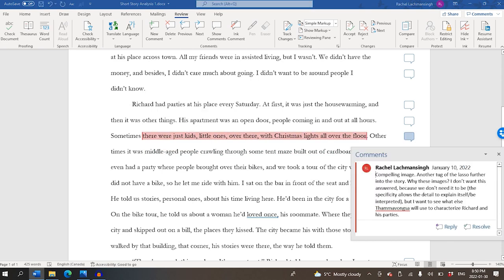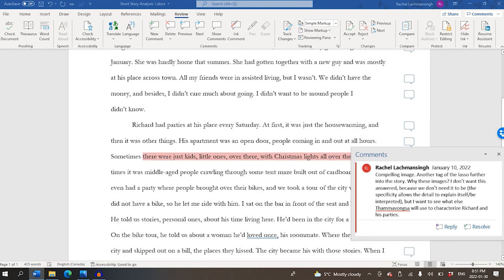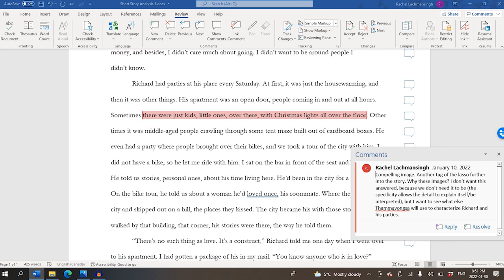The next line is, "Sometimes there were just kids, little ones over there with Christmas lights all over the floor." I noted in my comment that this is a compelling image, the Christmas lights scrambled on the ground. So it's another tug of the lasso further into the story for me. And it's because I'm wondering, why these images? I don't want that answered, of course, not yet, because we're still on the first page. We haven't even made it halfway through the first page. We don't need them to be answered initially because the specificity allows the detail to explain itself or be interpreted.